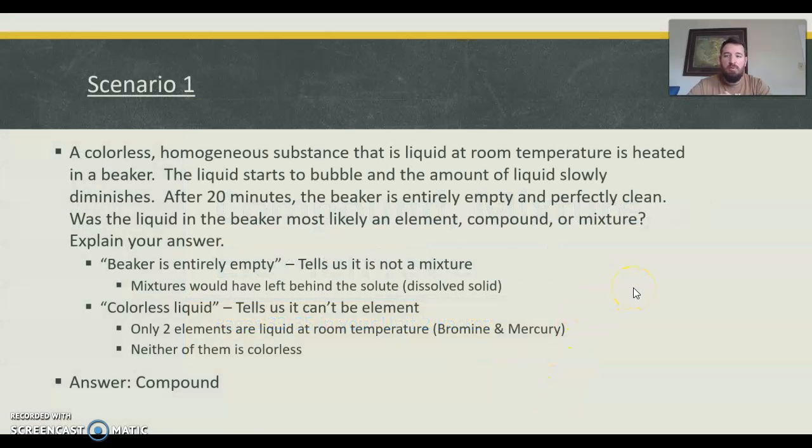Alright, so for scenario 1, it says a colorless homogeneous substance that is liquid at room temperature is heated in a beaker. The liquid starts to bubble and the amount of liquid slowly diminishes. After 20 minutes, the beaker is entirely empty and perfectly clean. Was the liquid in the beaker most likely an element, compound, or mixture? Explain your answer.